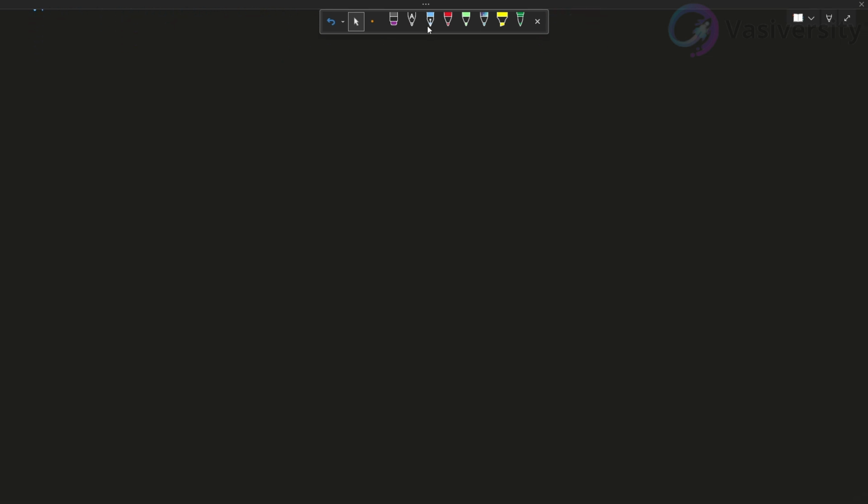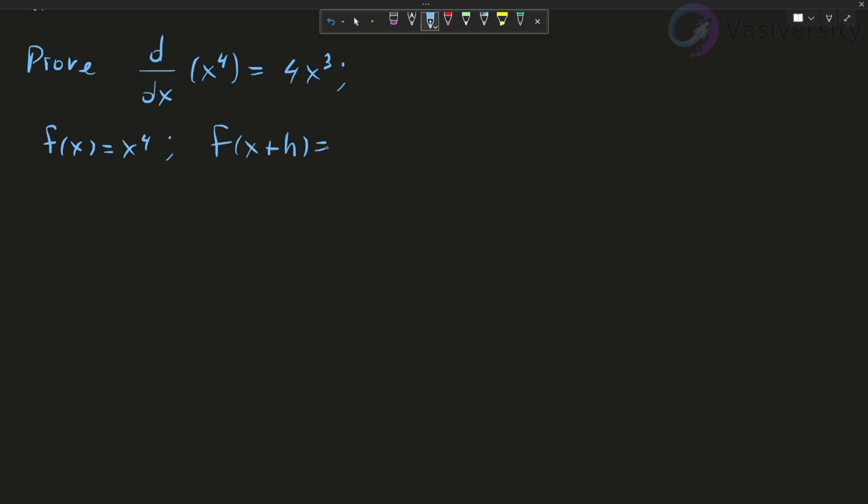So now we want to prove that d/dx of x to the 4 is equal to 4x cubed. Okay, so we know that f of x is equal to x to the 4. F of x plus h is equal to (x plus h) to the 4. And well, it's going to be a fourth order polynomial, so it's going to be x to the 4 plus 4x cubed h plus 6x squared h squared plus 4x h cubed plus h to the 4th.